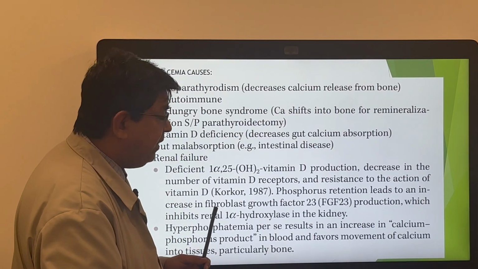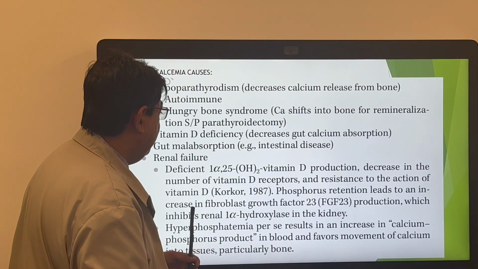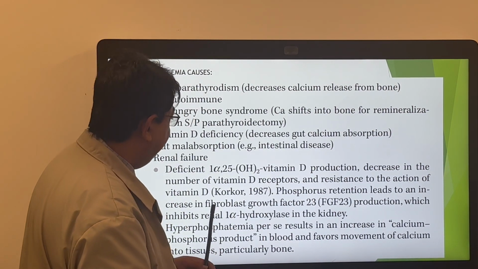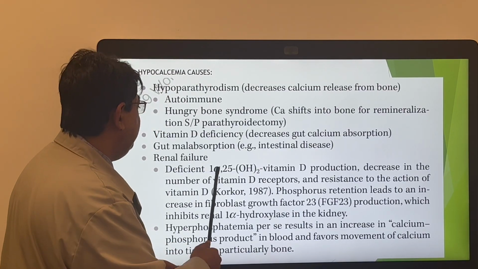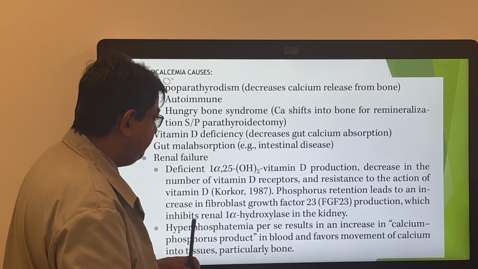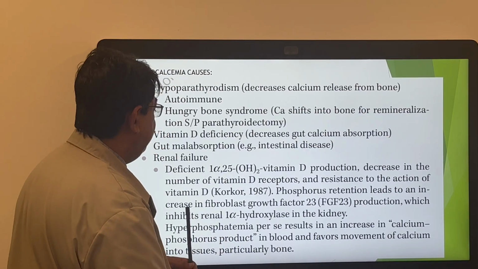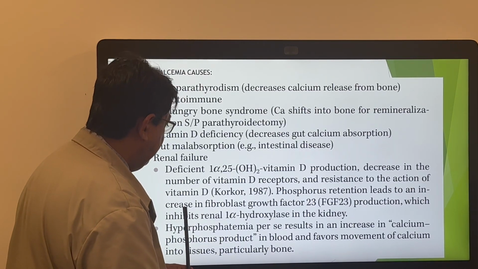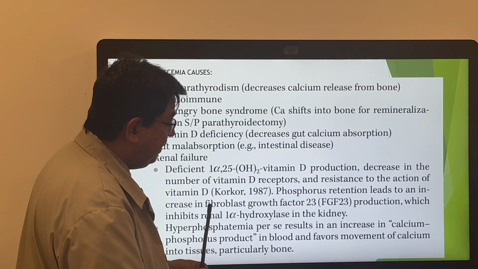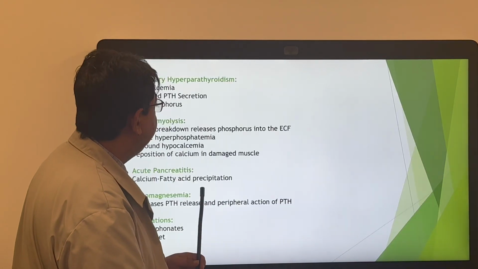And then, as we talked about, in renal failure, you're going to have hypocalcemia. The hypocalcemia is mainly due to vitamin D deficiency with subsequent activated vitamin D deficiency, but also because of a decrease in the number of vitamin D receptors and resistance to the activation of vitamin D. Phosphorus retention leads to an increase in FGF23 production, which inhibits renal 1-alpha hydroxylase in the kidney. Hyperphosphatemia per se results in an increase in the calcium phosphorus product in blood and favors movement of calcium into tissues, particularly bone.